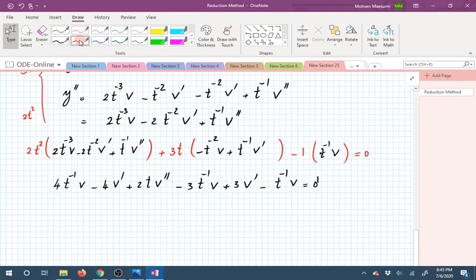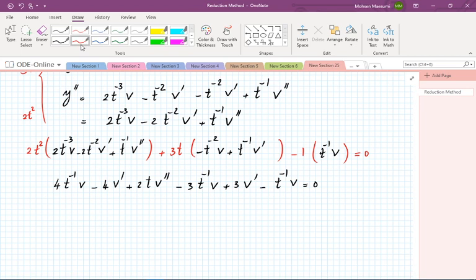So what's the magic of this method? Of course, you notice what is happening here. If you take a look at multiples of v, what do you see? 4t inverse v minus 3t inverse v minus t inverse v. These cancel each other out. And that is always guaranteed. If you apply this method in general, you will see that that term always cancels out. And what you're left with is v double prime and a v prime.